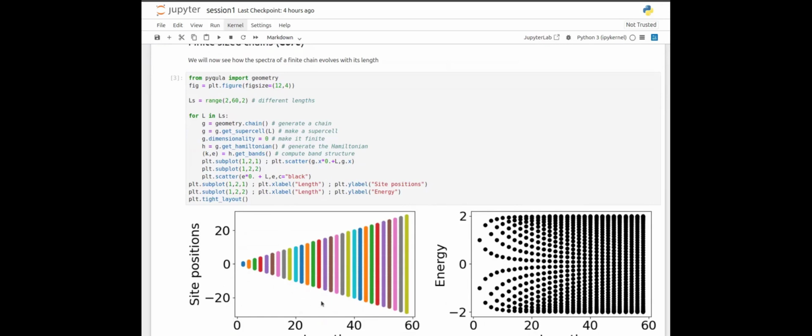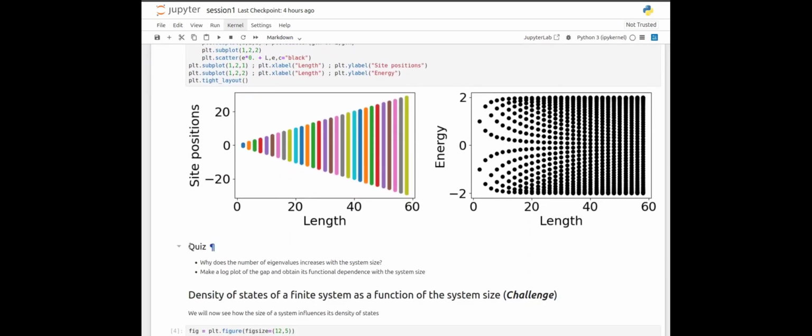Here on the left, we are just plotting the chain of the given length, to have it as a reference. And here on the right, we are plotting the eigenstates of the system. So the bigger the chain, the more and more eigenstates we have. And now let us go to the question. The first question is, why does the number of eigenvalues increase with the system size?